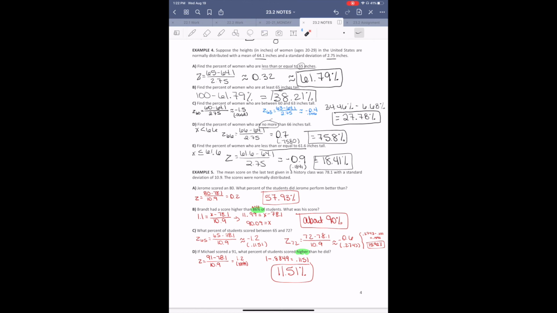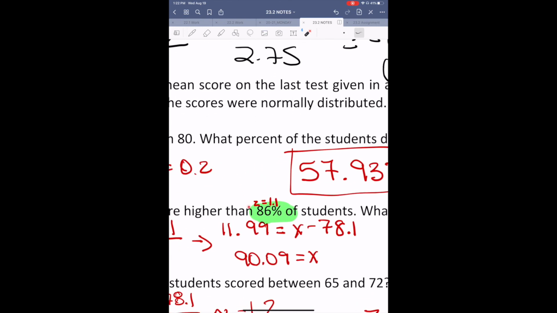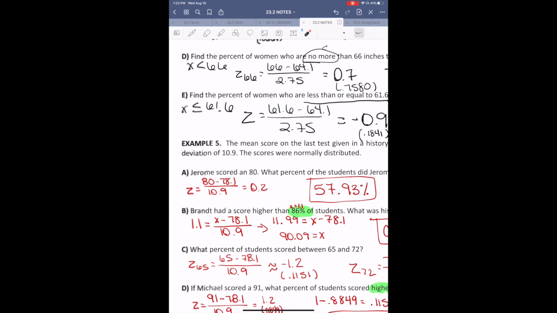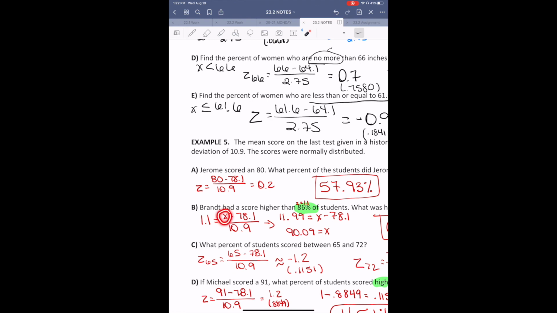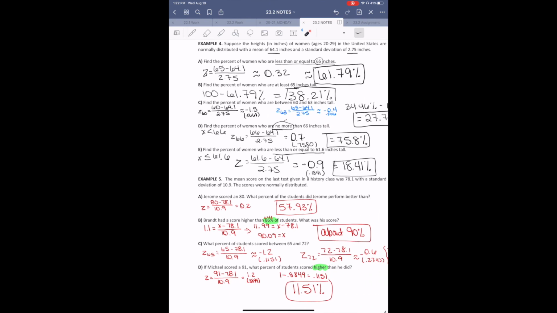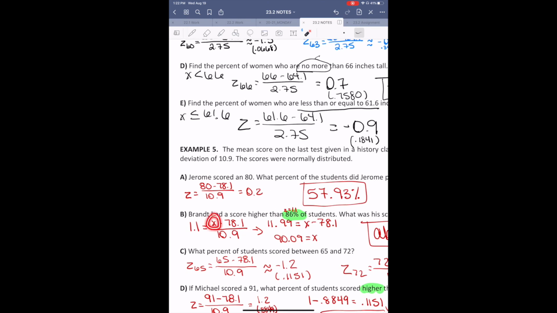B tells you that Brand scored higher than 86% of the students. It's already in percentage form, which means you had to find the z-score. And in this case, 86% correlates to a z-score of 1.1. So that means we are finding his score, right? So that's our data value. Now, setting it up using the same formula, z-score of 1.1 equals the data minus the mean divided by the standard deviation, it becomes a simple algebraic equation.